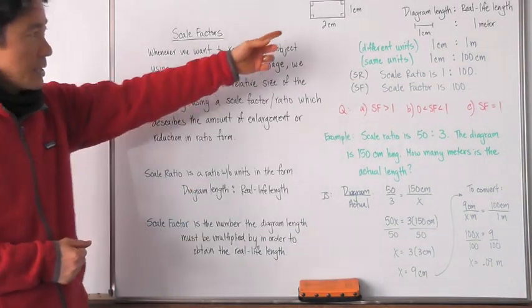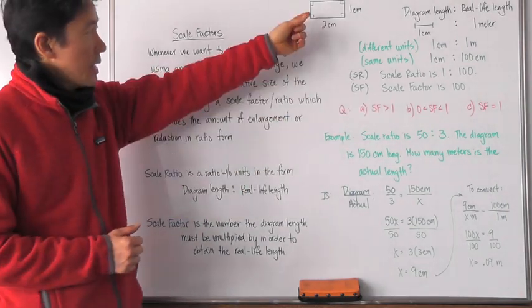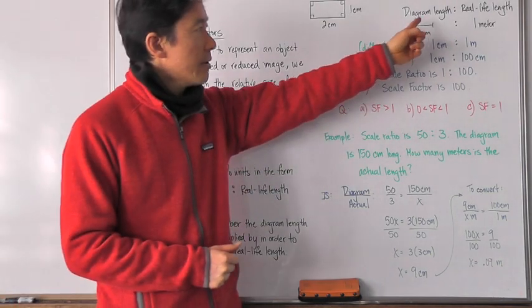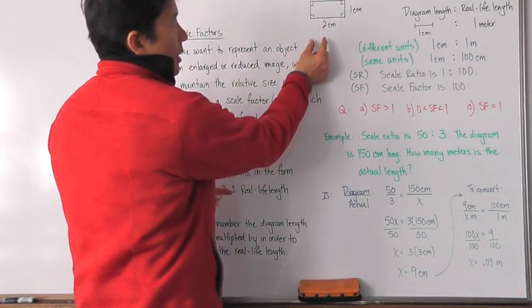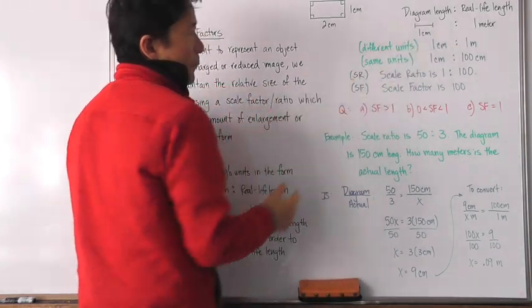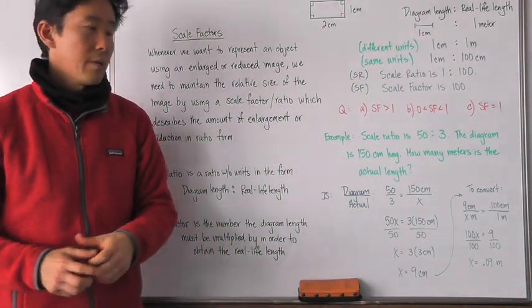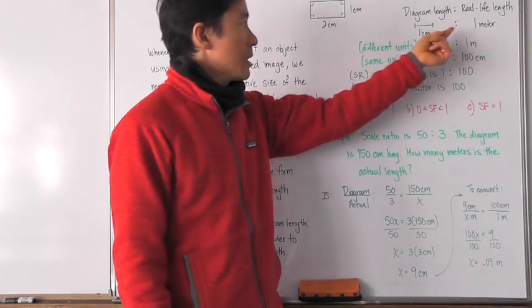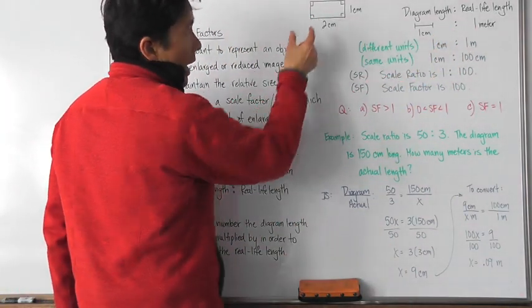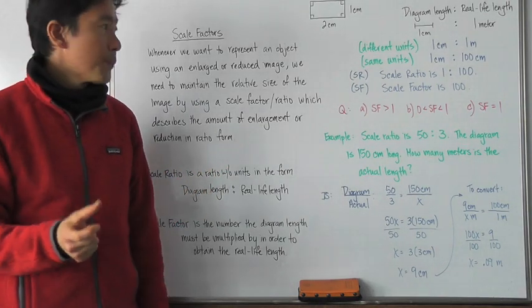Okay, so let's take a look at an example. Here is a very simplified rectangle, and let's just say that the diagram length, which is of course this length right here, is going to be 1 centimeter long, and let's say, for example, that the real life length is actually 1 meter. So for every 1 centimeter, the actual length is 1 meter.